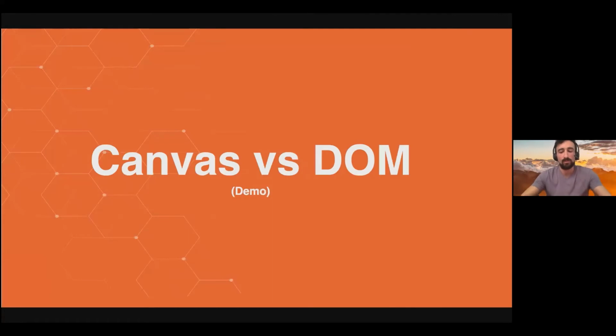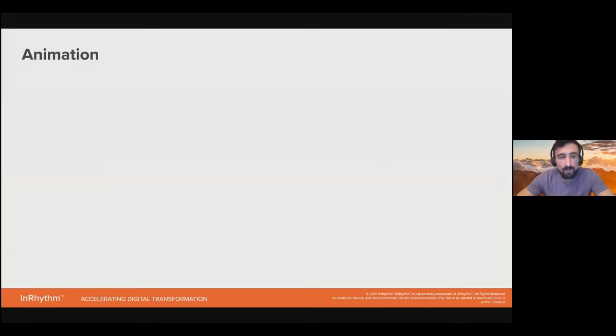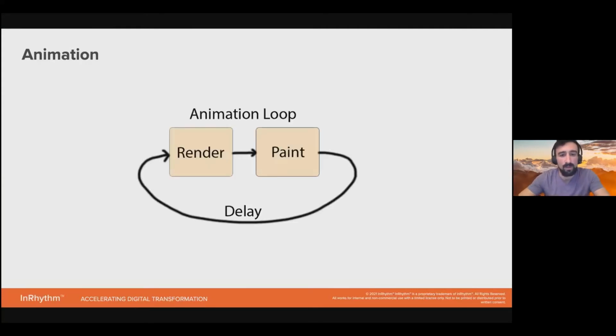So what really makes Canvas so much more performant? We need to know a little bit about animation. And to really boil it down to its simplest form, a live animation is really composed of 2 or maybe 3 steps. The two main steps are render and paint. And then the third step would be to wait some period of time, a delay, before we render and paint again.